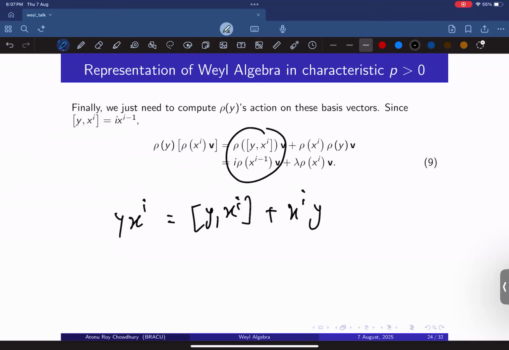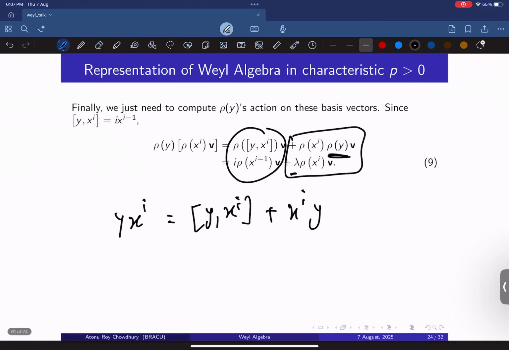Another trick: what is the commutator of y and x to the i? As we have seen before, the commutator of y and a polynomial of x is the derivative of the polynomial. So this commutator is i times rho of x to the power i minus 1, acting on the vector v. And v is an eigenvector of rho of y with eigenvalue lambda, so this thing is going to be lambda times rho of x to the i acting on v, right?